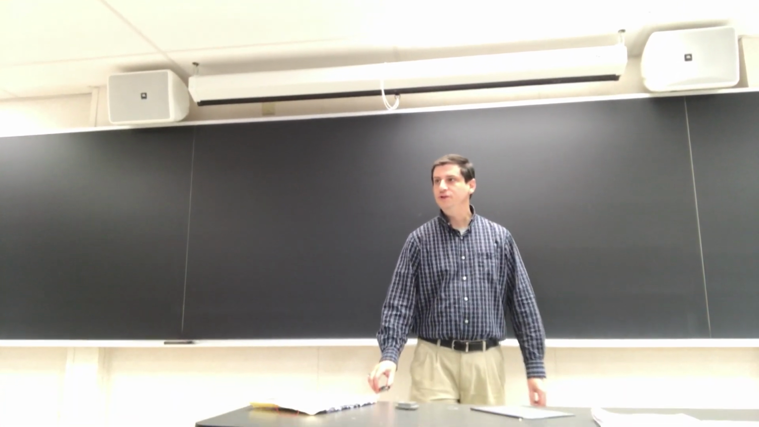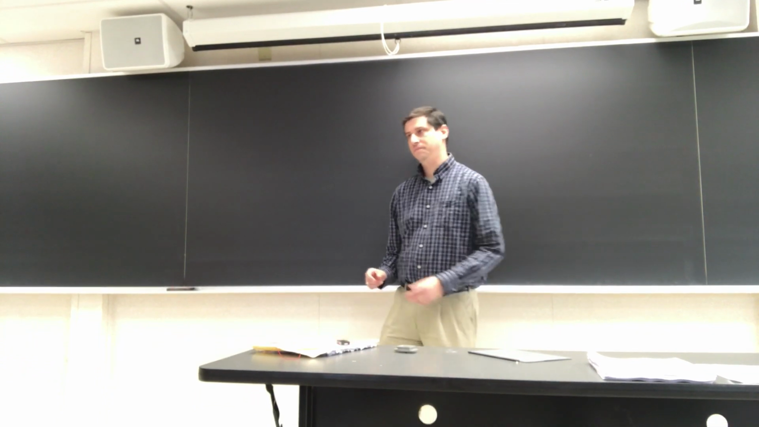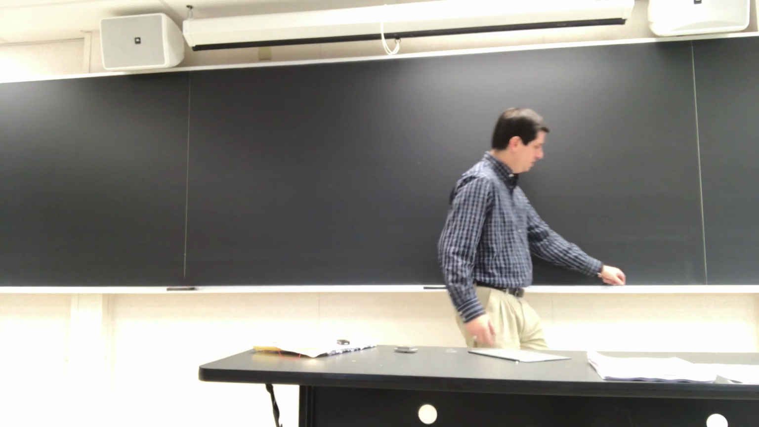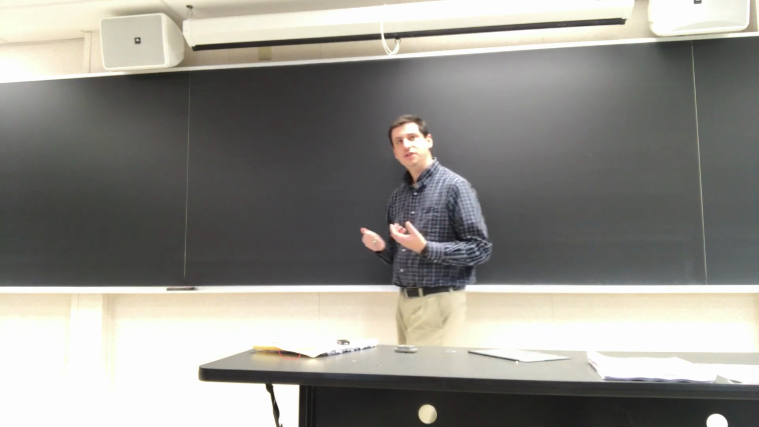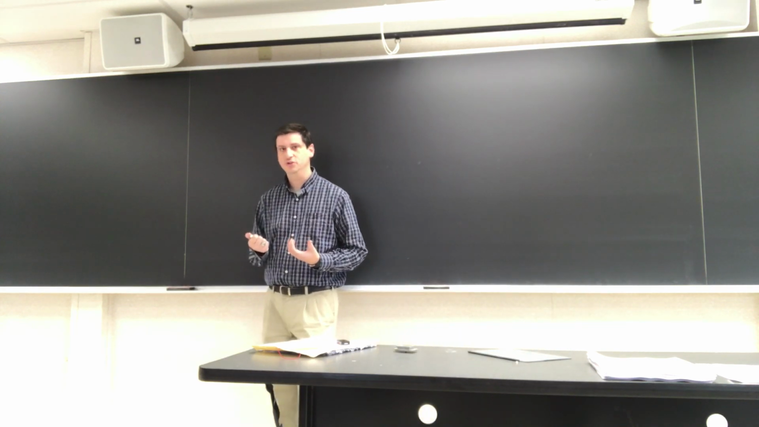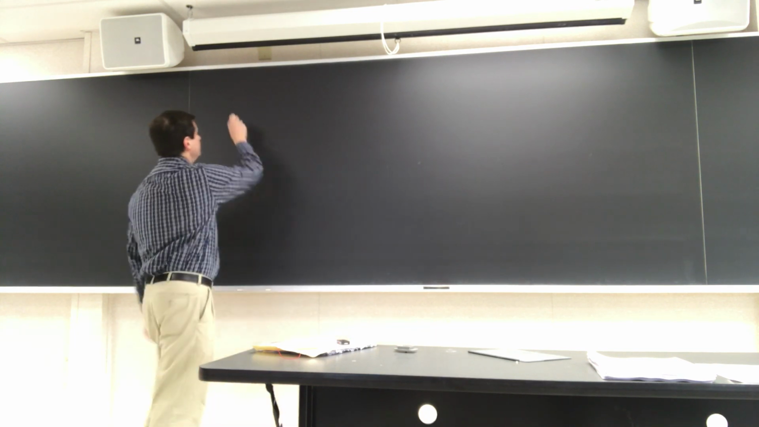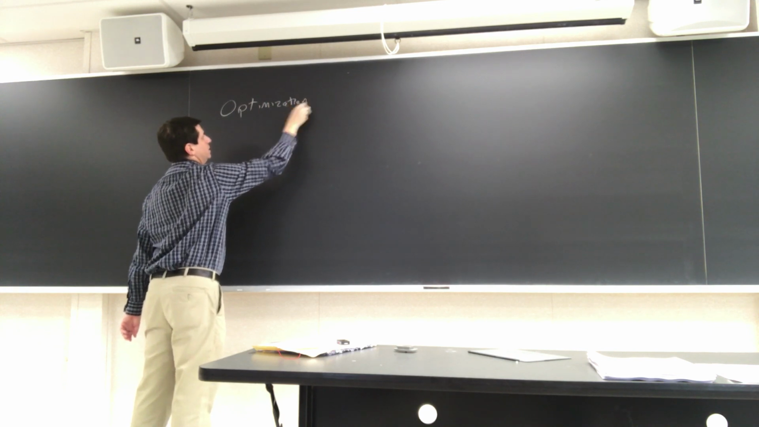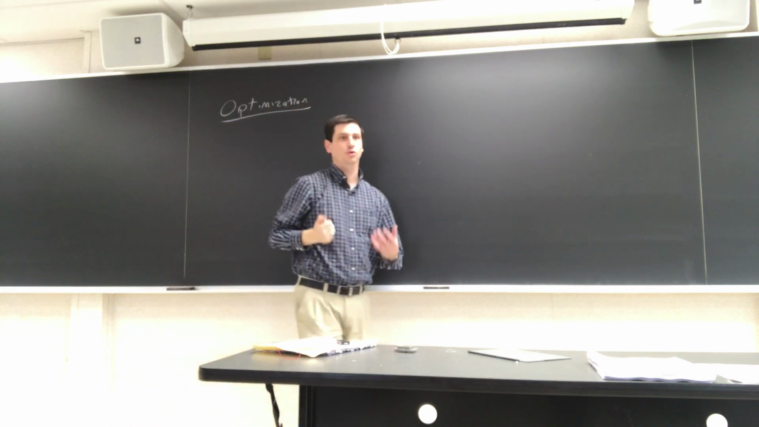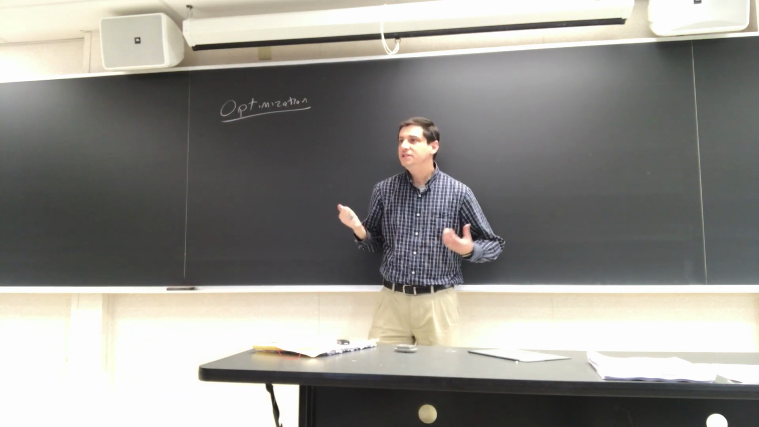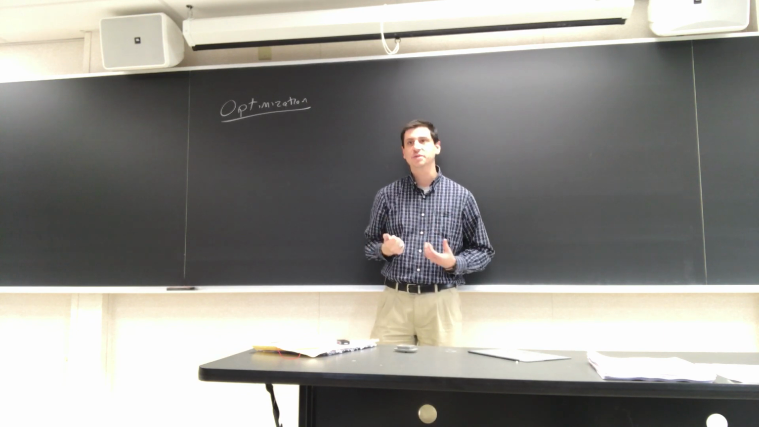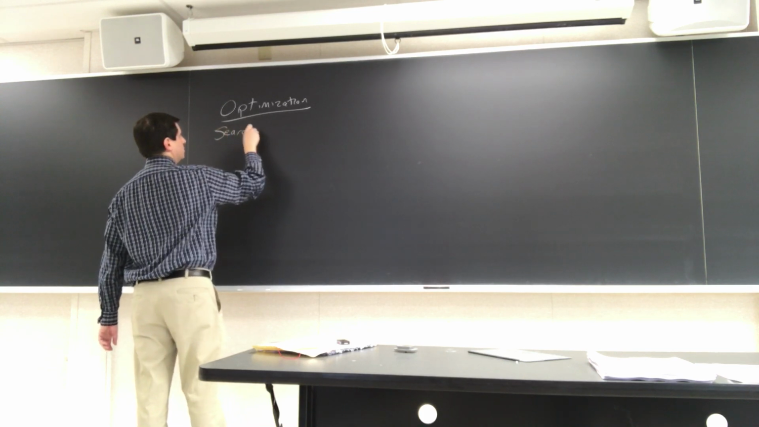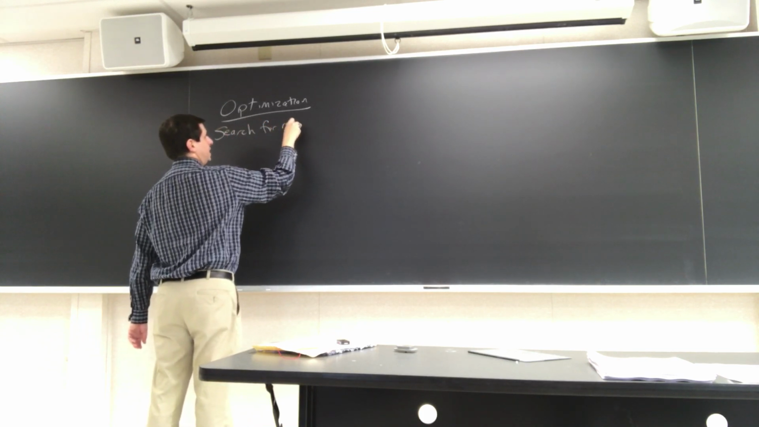So I'm going to review how we did optimization in Calc 1. Essentially the same ideas that worked in Calc 1 work in Calc 3. The only thing that changes is the number of variables you need to look at. So the real start for optimization is to identify what our goal is. And our goal is typically to find out when something is maximized or when something is minimized. So we search for max and min.